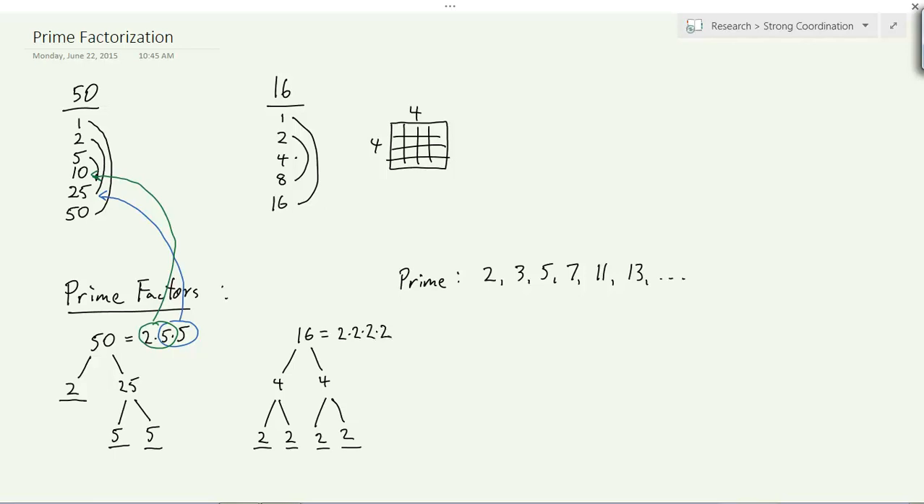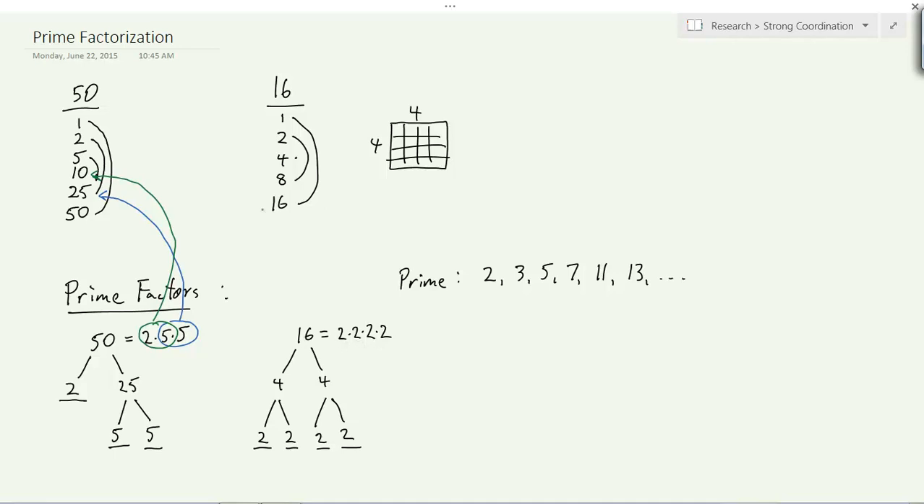Now let me point out that it's important that you keep all copies of the factor 2 here. It's not like the list above where we just listed all factors and we never listed the same number twice. When you do prime factorization, you have to keep all of them because when you multiply these together, you should get back your original number.